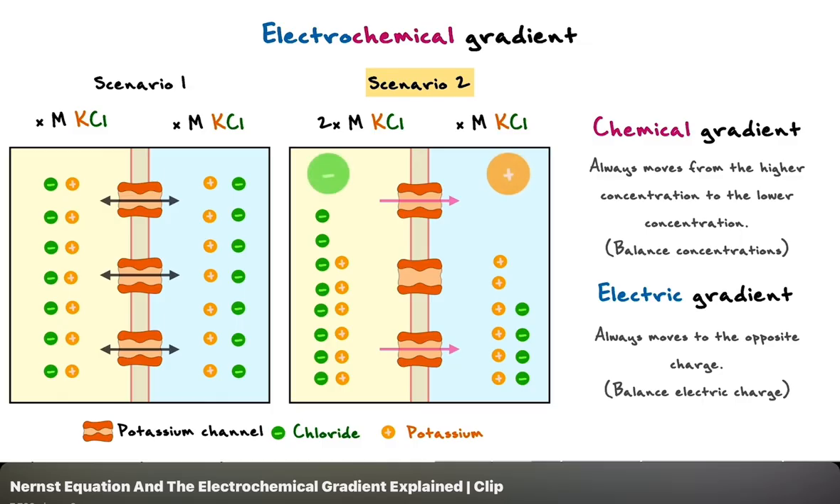This creates a net positive charge on the right and a net negative charge on the left. Since potassium is positively charged, it will be drawn to the left side because it is attracted to the net negative charge created by the free chlorides.